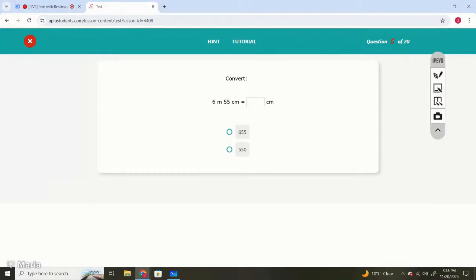That is 655 centimeters. Option number 1 is the correct option.